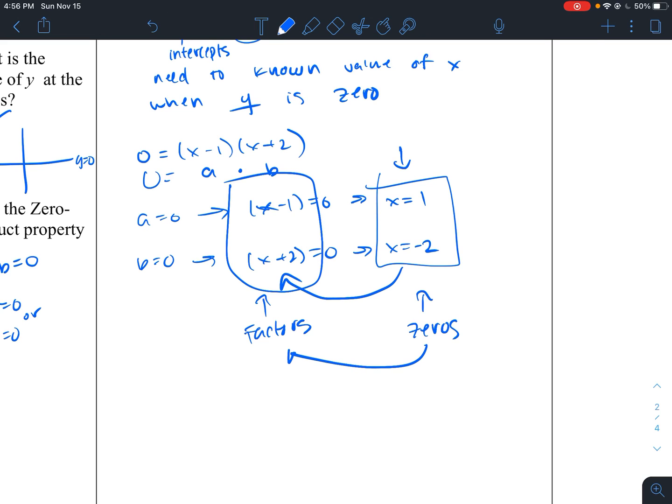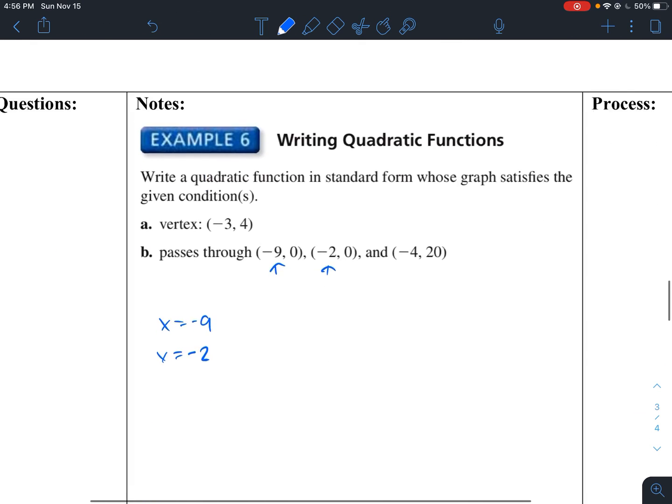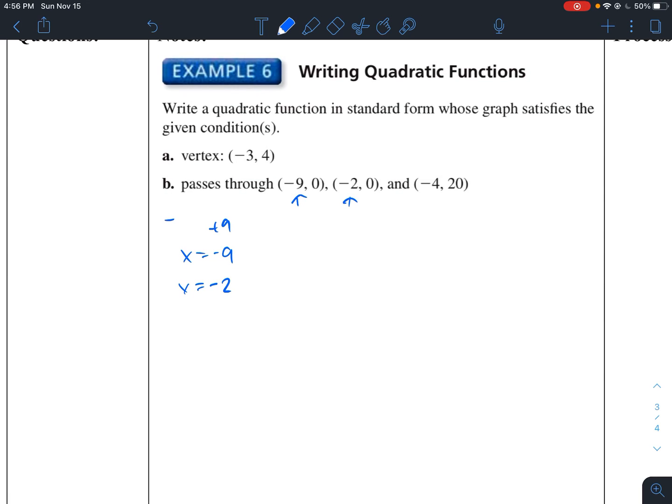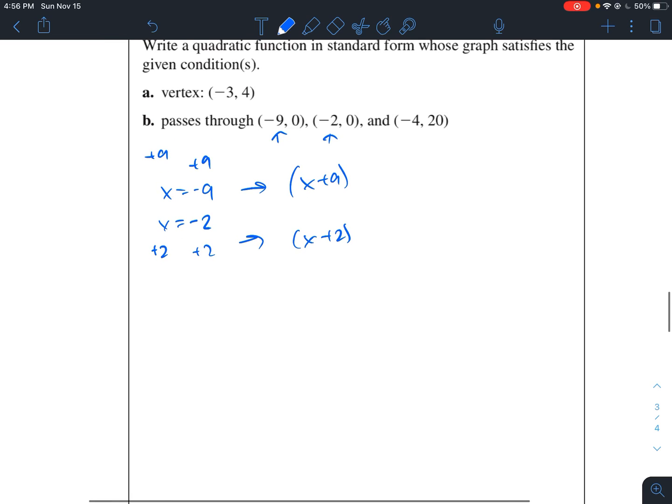So let's take our zeros and put them into factors. To do that, let's add 9 to both sides, or add 2 to both sides here. So then we get x plus 9, and we get x plus 2. These are the factors that make up our function. So we know that f of x is equal to a, we don't know this value yet, but we know that the factors are x plus 9 and x plus 2. So we do know that much, okay?